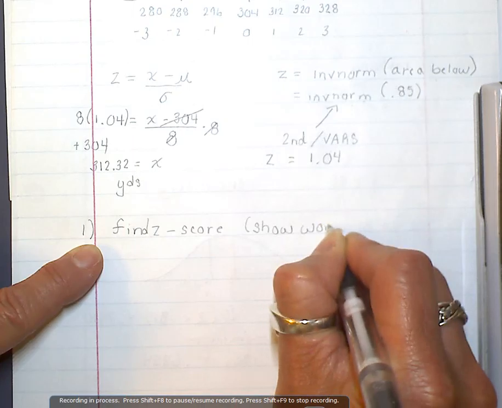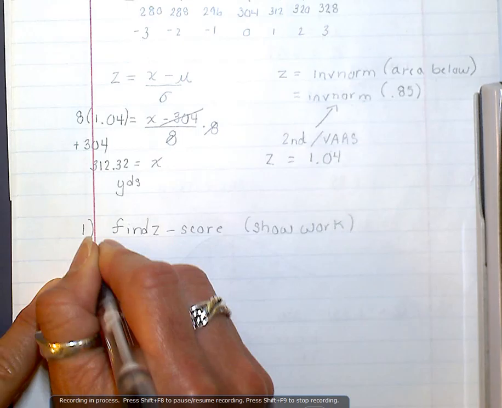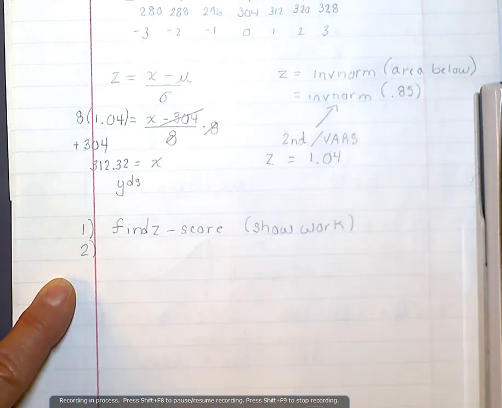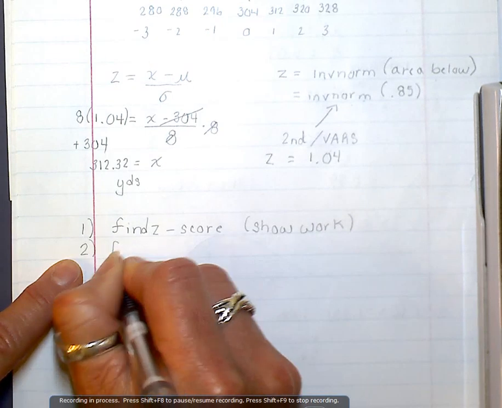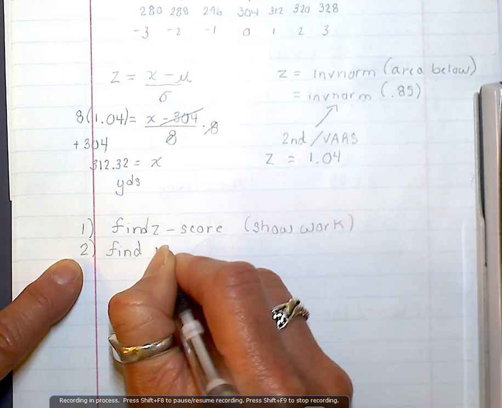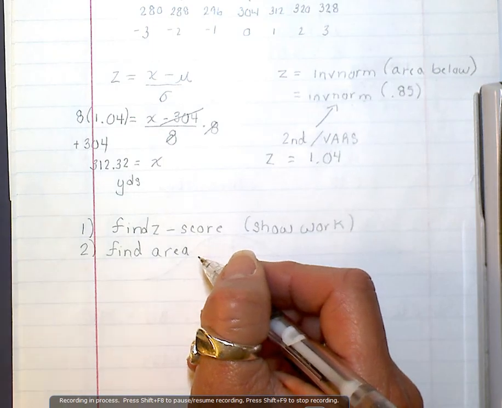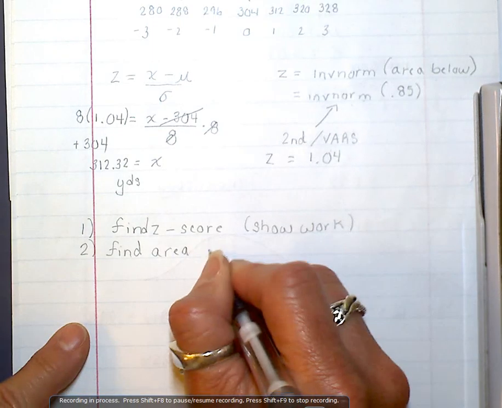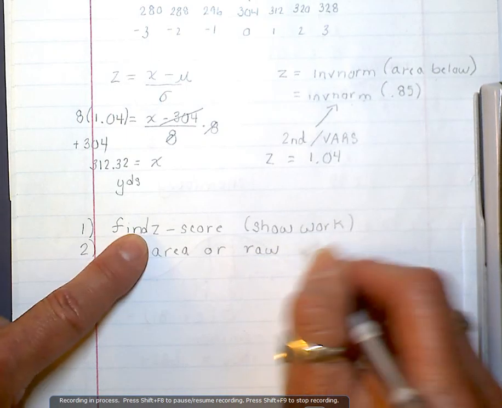I demonstrated this on each of the first 2 examples that we did with Tiger Woods, or with the table A, excuse me. Then, once you have your z-score, you're going to use some tool, whether it be table A or a calculator command, to find the area. Or if, like in this last example, we gave you the area, then we need you to find the raw score using the z-score that you found in step 1.